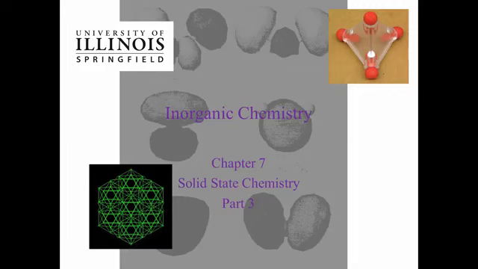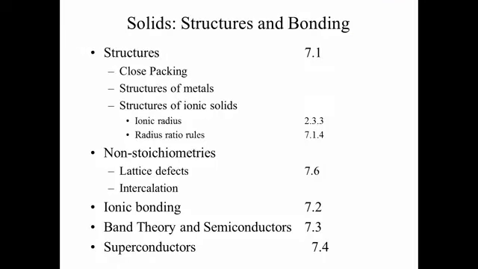In this third lecture on solid state chemistry, we will discuss the thermodynamics of ionic bonding. In prior lectures we looked at the structures of simple ionic compounds and rationalized them in terms of the radius ratio rules, and also looked at defects in those structures. In this lecture we'll look at ionic bonding, and in our final lecture we'll look at semiconductors and superconductors.